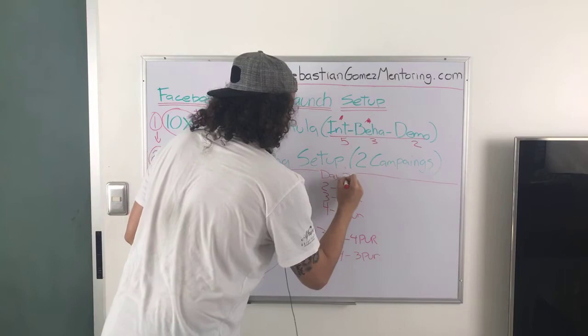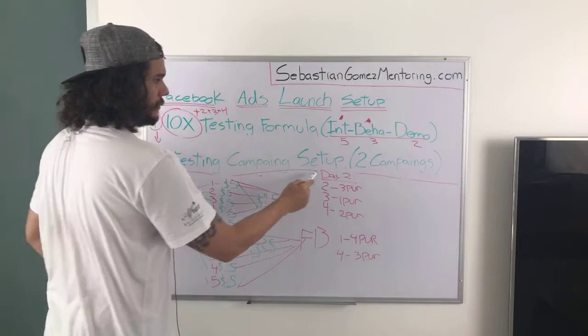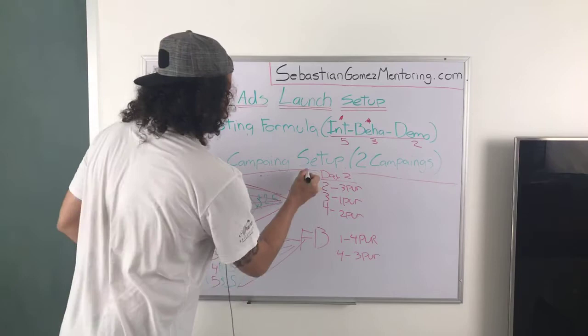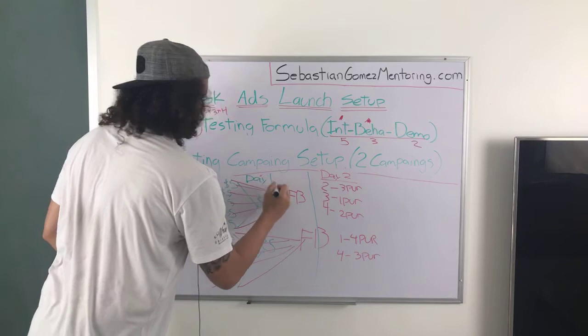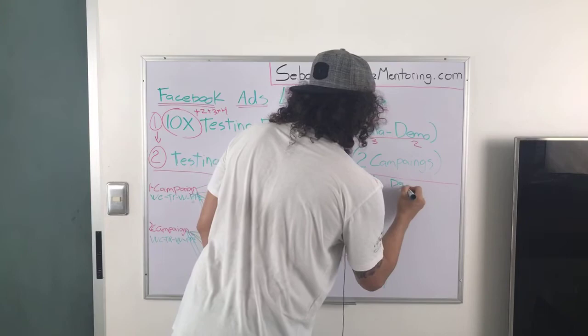Okay, on day one, I was generating data, but on day two, I already had interests that were generating purchases. So let me just divide this. This is day one. Day two. This is day three. Okay, so on day one, I had nothing because it's optimizing.